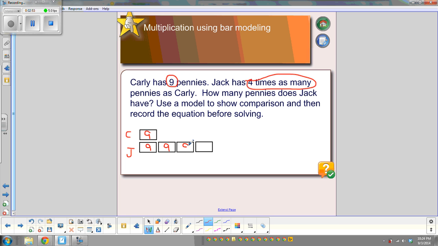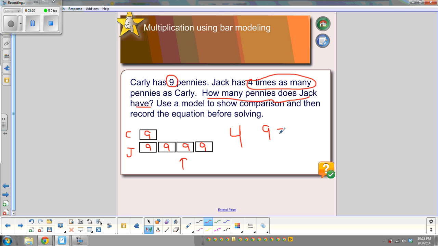Now, some of you might be able to look at this and say, oh, I get it, I know what multiplication problem this is, but some of you may not. We got to go back to figuring out what exactly we're trying to solve. We're trying to solve how many pennies does Jack have. So we're going to be looking here at Jack's boxes. Jack's boxes, he's got 4 boxes with 9 pennies in each box.